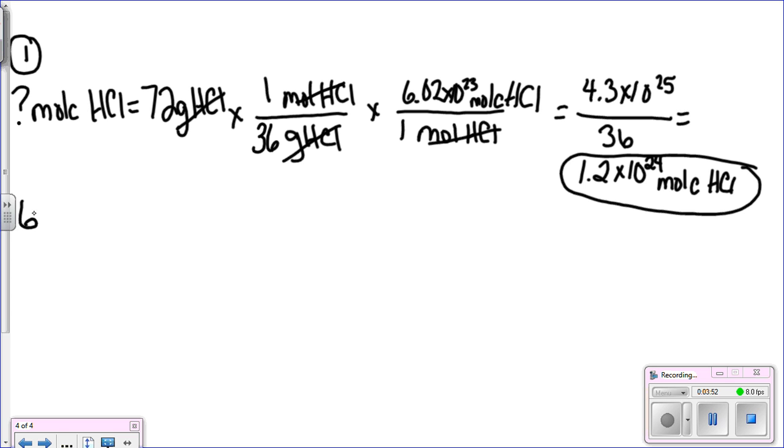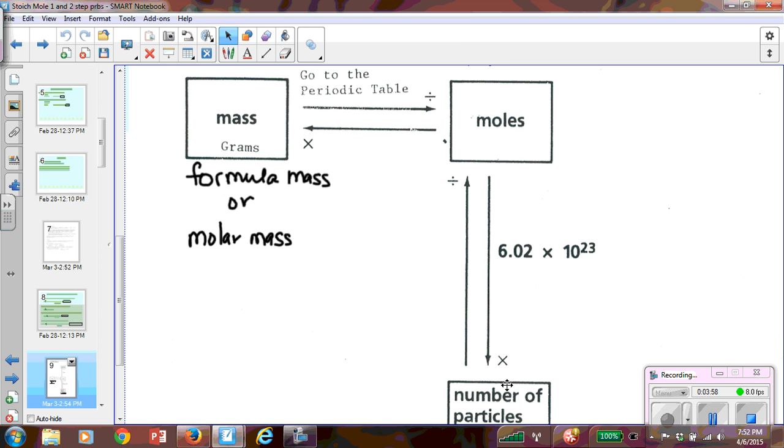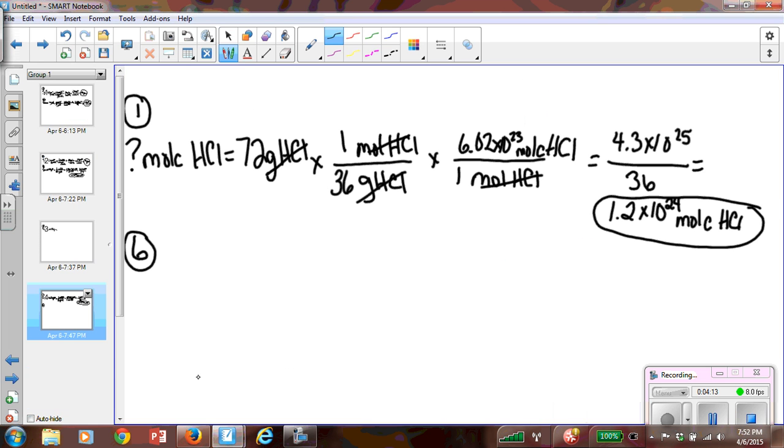Let's take a look at question number 6. Number 6, we're just going in the opposite direction of our mole diagram. We're going from number of particles to moles, our first step, then moles to our mass, our second step. The box we start in will go in the bottom, which will be our number of molecules, and the moles will be in the top of our equality.